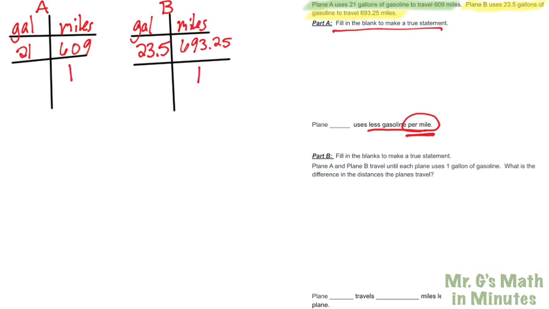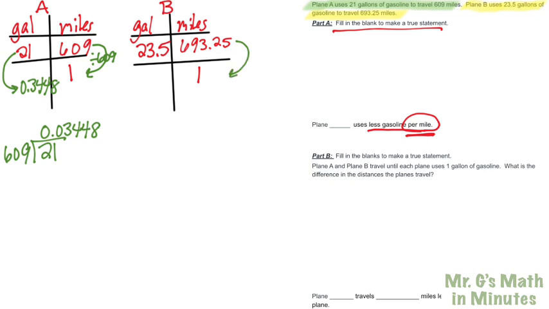So to go from 609 to 1, we're going to be dividing by 609, which means to find this number, we're going to be doing 21 divided by 609. I'm going to go ahead and use my calculator for this one because this is a long decimal. The answer you're going to get is going to be 0.03448. So there's our missing number for that one.